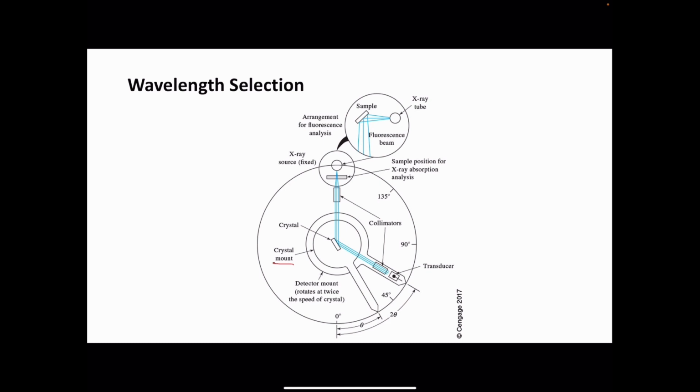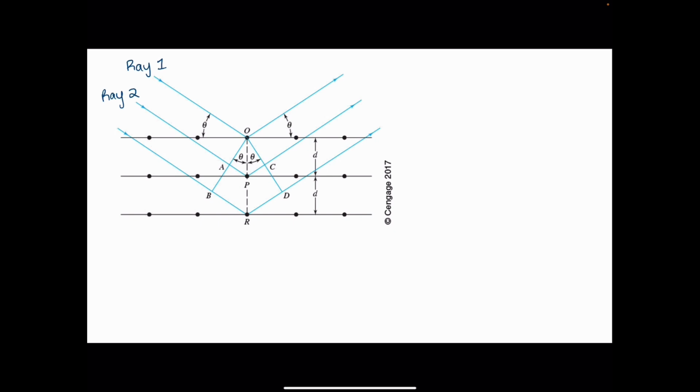Scattering of X-rays from a crystal lattice results in constructive and destructive interference, and this is because the lattice spacing, d, as you can see here, is on the same order as the wavelength of X radiation, resulting in diffraction.